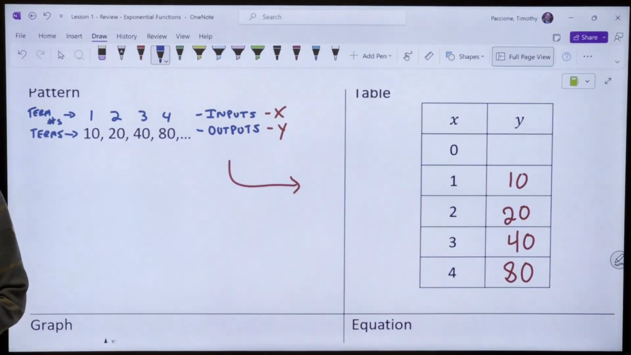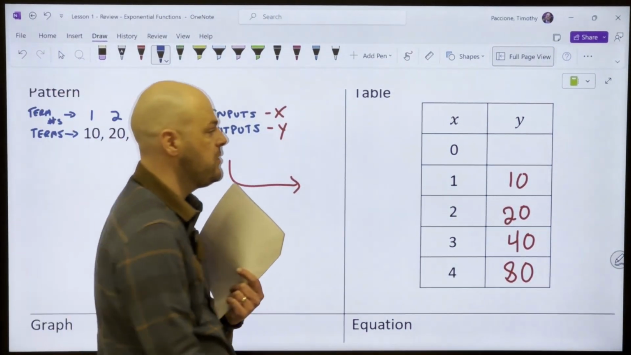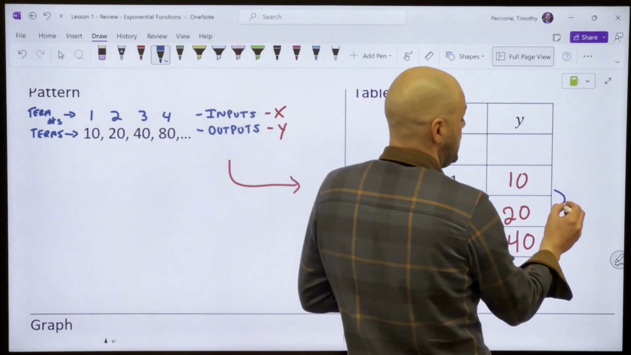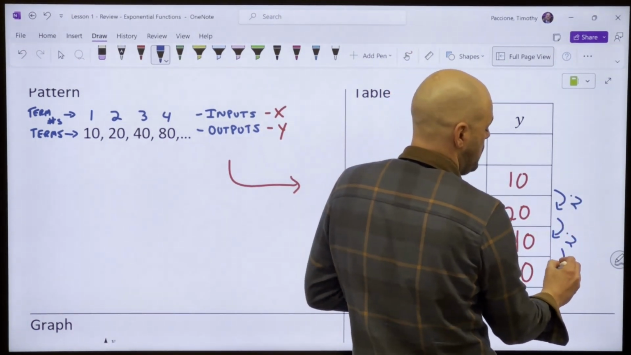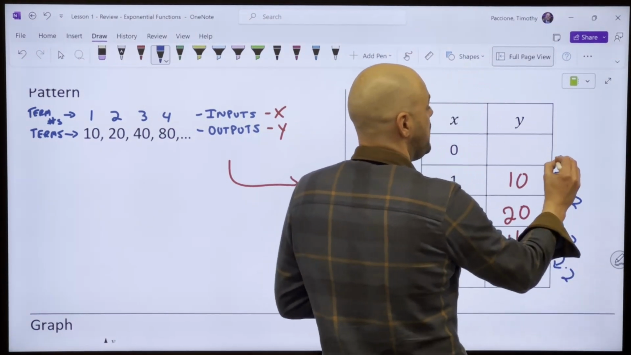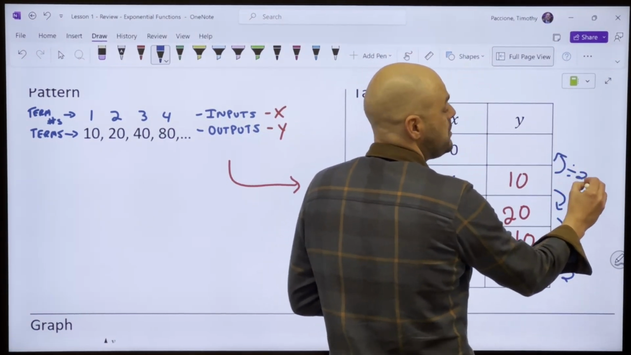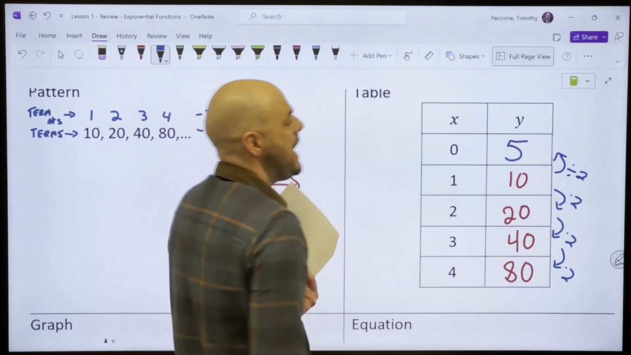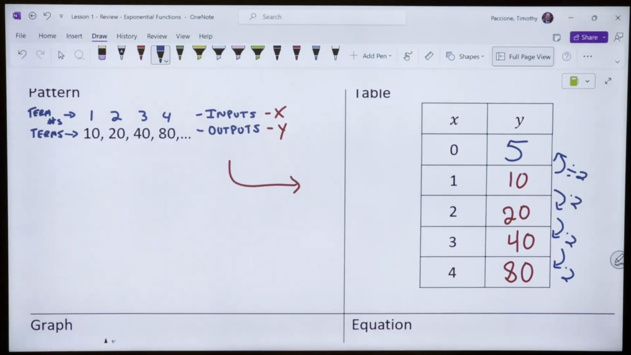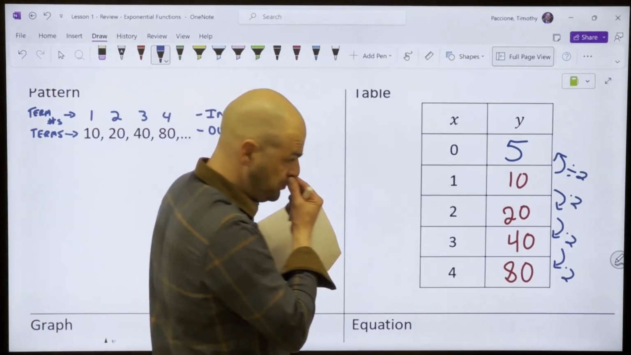5. Has to be 5. Right, exactly. If you're multiplying by 2 to go this way, right? Well, this is going backwards, so we would divide by 2, right? Which would give us 5 here. And now we know that critical y-intercept. We're going to need that, right? So it's always important to get that in your table.